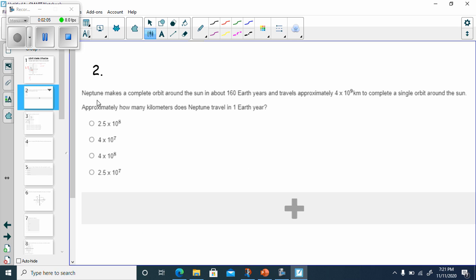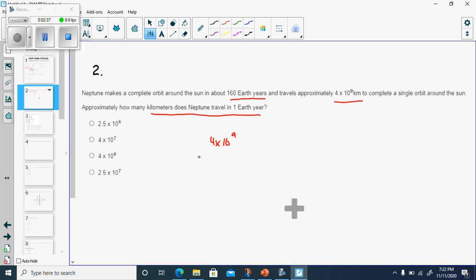Now let's look at problem 2. Neptune makes a complete orbit around the sun in about 160 Earth years and travels at 4 times 10 to the 9th kilometers to complete a single orbit around the sun. Approximately how many kilometers does Earth travel in 1 Earth year? Okay. Neptune makes a complete orbit around the sun in 160 Earth years, okay, and travels, let's see, it goes 4 times 10 to the 9th in 160 Earth years.